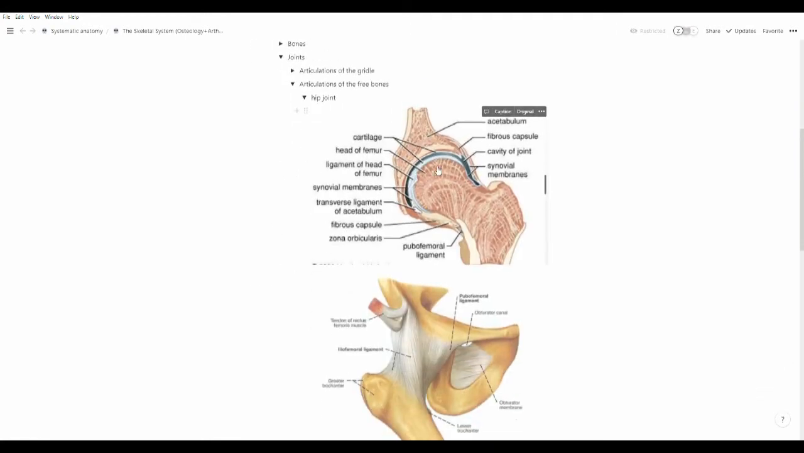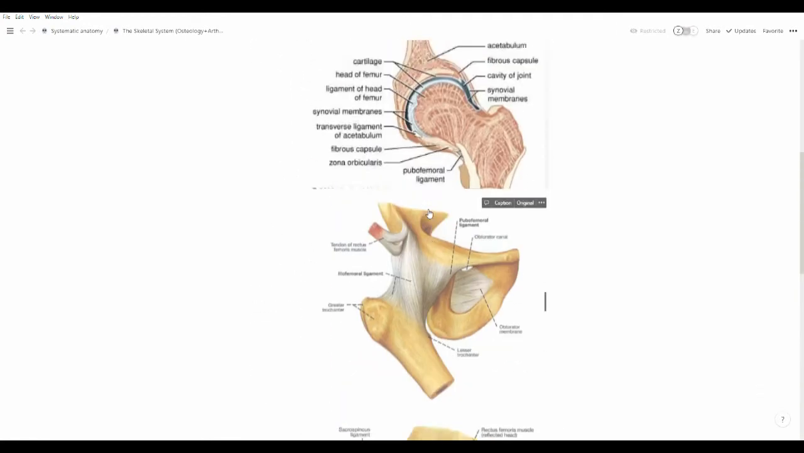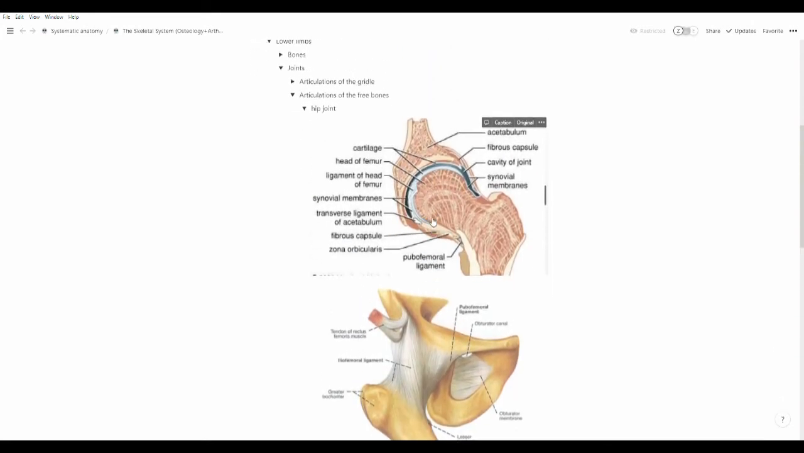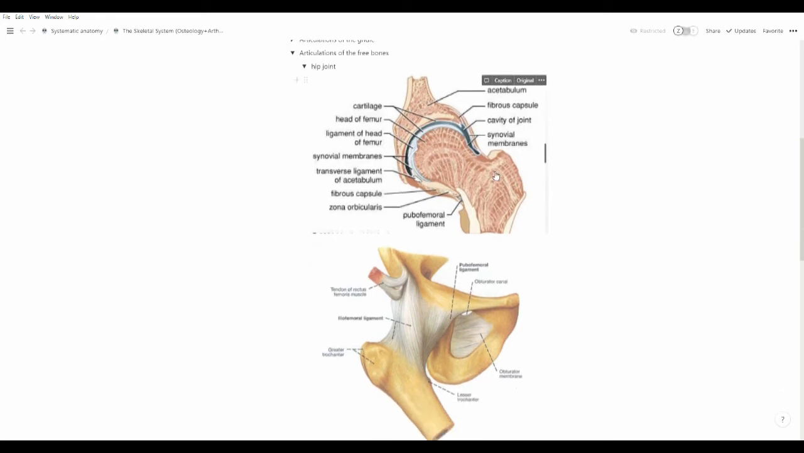Hip joint, number one. I have a bunch of pictures of the hip joint here because the hip joint is actually very simple to understand, but there are a bunch of ligaments that you need to keep track of. It's basically a ball and socket kind of joint, and here we have a cavity of the joint, so there's an empty space between them, and if this cavity is not there, a bunch of problems happen. It's very painful. So we have the cavity between them, and it just looks like this.